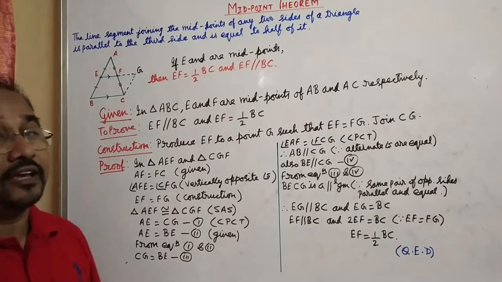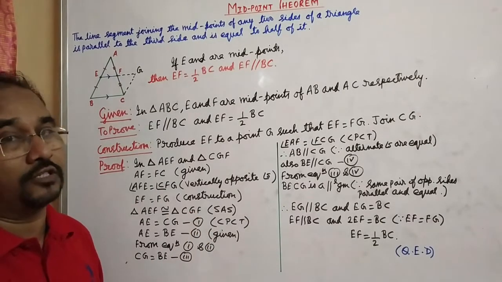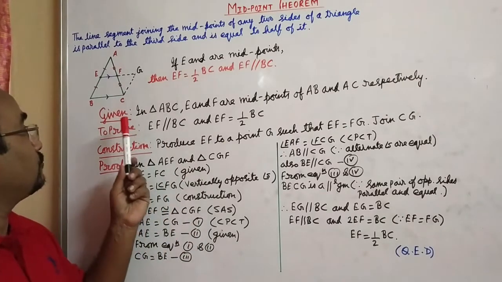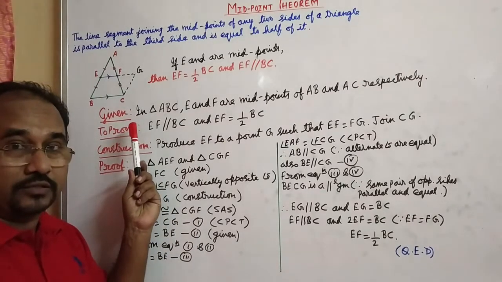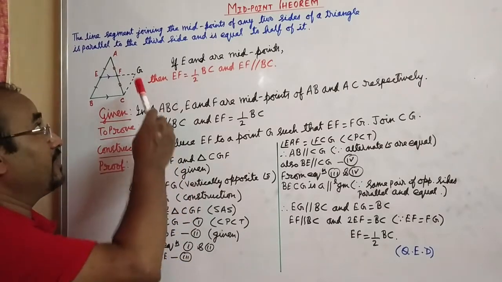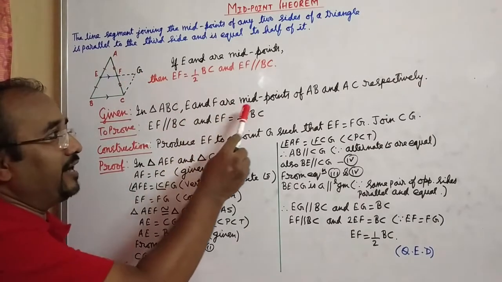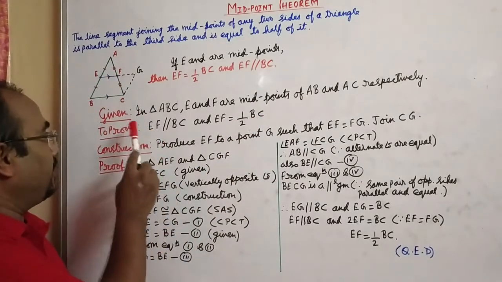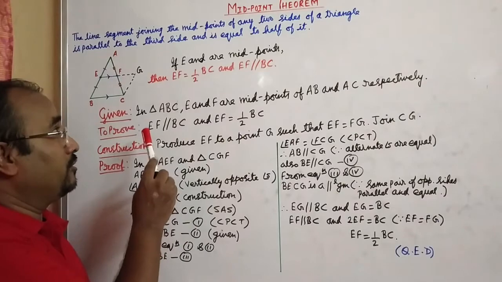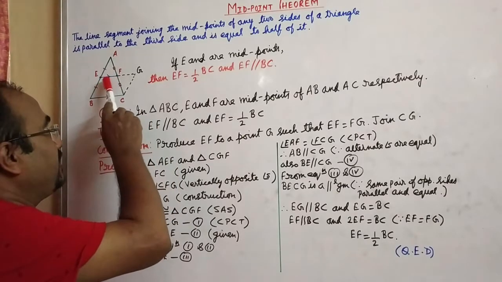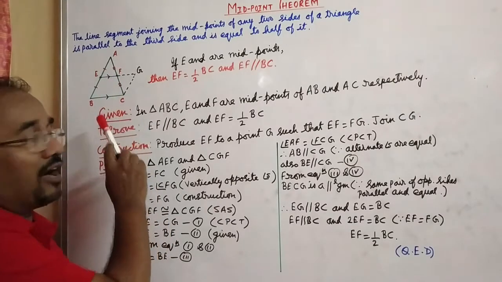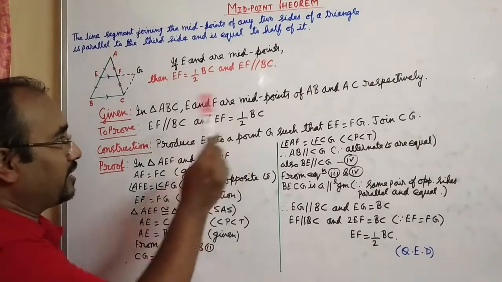Now you will see how to get the proof of this theorem done. We will follow the procedure of writing, and so first we will write what is given to us. The given part is that in this triangle ABC, E and F are the midpoints of AB and AC. Then we will write what is to be proved. We have to prove that this line EF is parallel to BC and EF is half of BC. So that's what is written here.